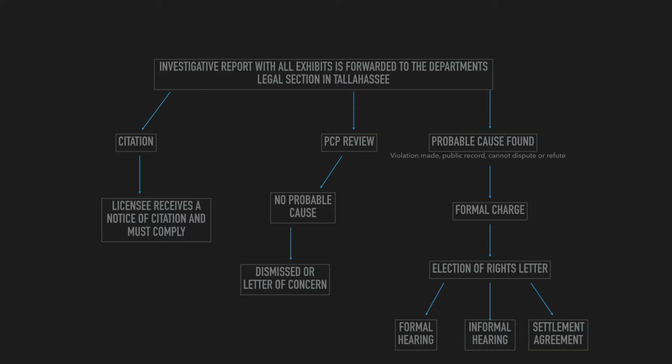If probable cause is found, the violation is made public, it's public record, and it cannot be disputed. Then we go into you having a formal charge. When you have a formal charge, you get something called an election of rights letter, and that is where you and your attorney have to decide how you want to proceed further. Do you want a formal hearing? Do you want an informal hearing? Or do you want to settle?